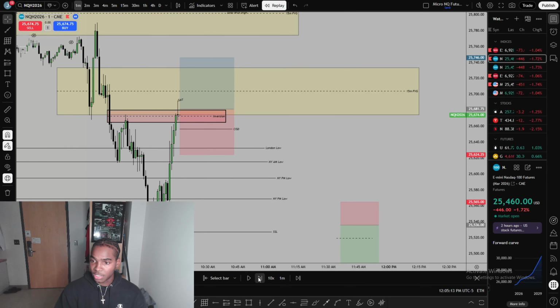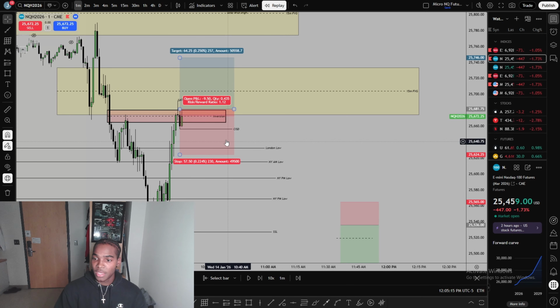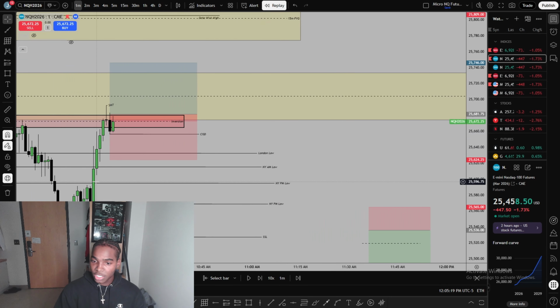So price comes up and taps this 15-minute gap. Now I'm looking for an inverse to the downside, but because we don't have any fair value gaps on this manipulation leg, I'm looking for a change in state, which is something I've been experimenting with and backtesting, adding in different entry confirmations.